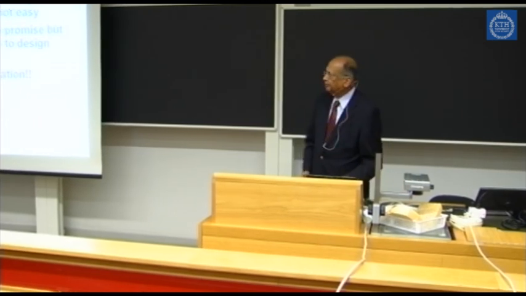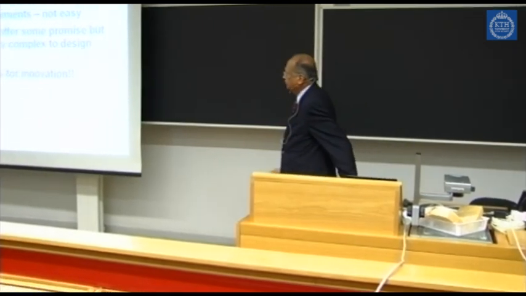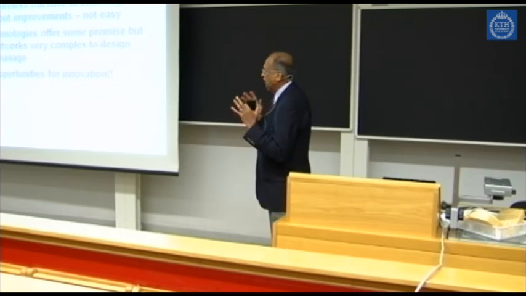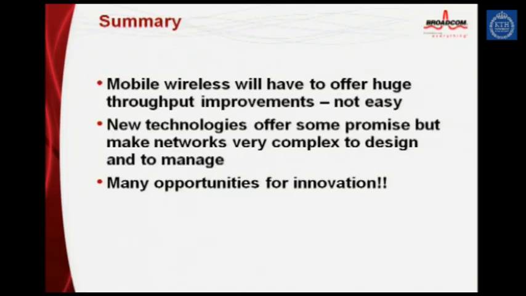So in summary, mobile wireless will have to offer huge throughput improvements. It's not easy. I think cell splitting is going to be the main source of such improvements. Adding bandwidth may help a little bit, but certainly increasing the physical layer and scheduling may buy a factor of 2 or 3 more. So it could come from various areas, and so we have to put a lot of tools together to try and buy that factor of 100 improvement in throughput that you're going to see.